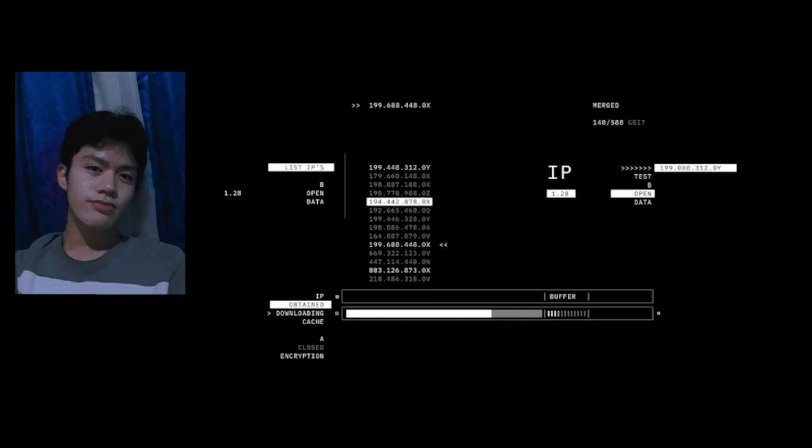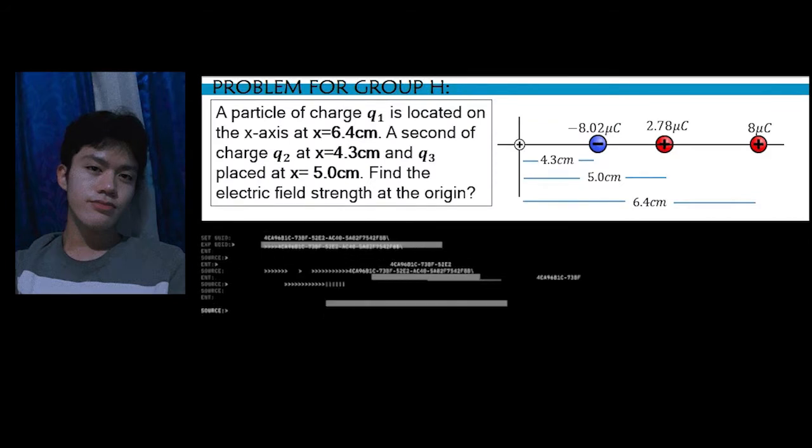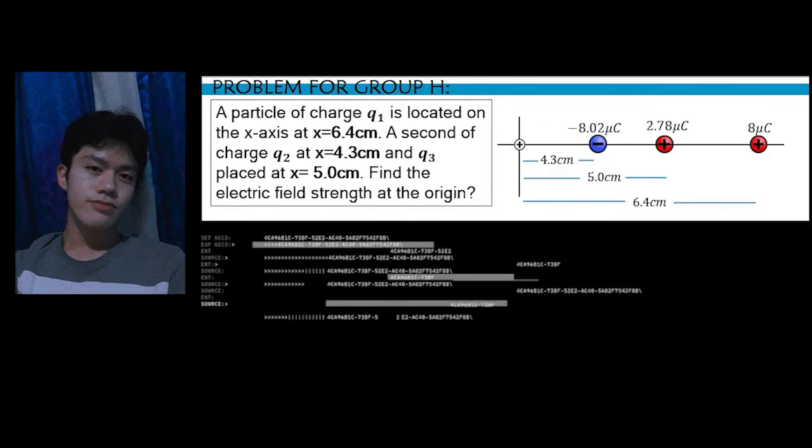So the problem is, a particle of charge 1 is located on the x-axis at x equals 6.4 centimeters, a second of charge at x equals 4.3 centimeters, and the third charge is placed at x equals 5.0 centimeters. Find the electric field strength at the origin.